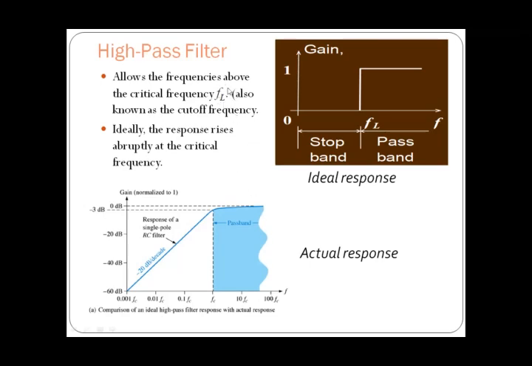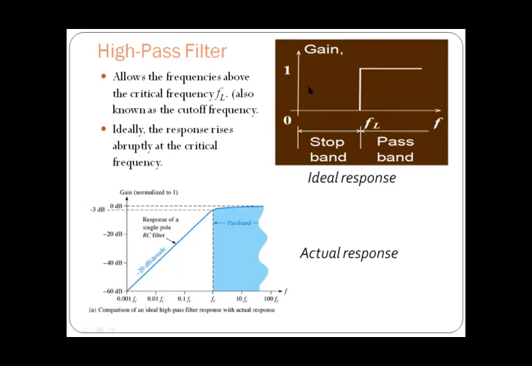Such a frequency we are calling FL. So the frequencies above this FL will be allowed by this high pass filter, and the frequencies below this FL will not be allowed by this high pass filter. In the response, we are calling this region the stop band and this region the pass band.